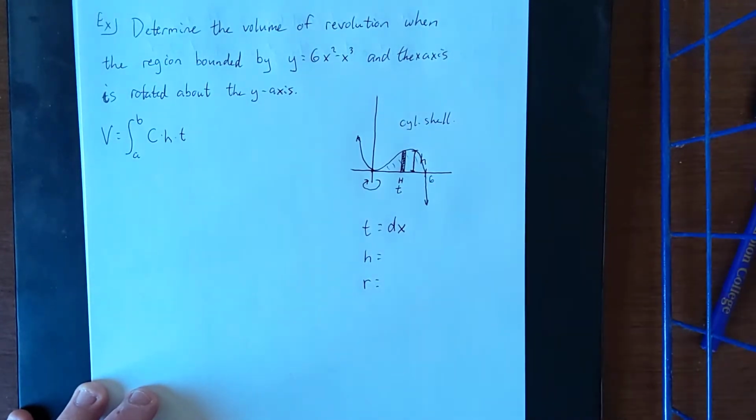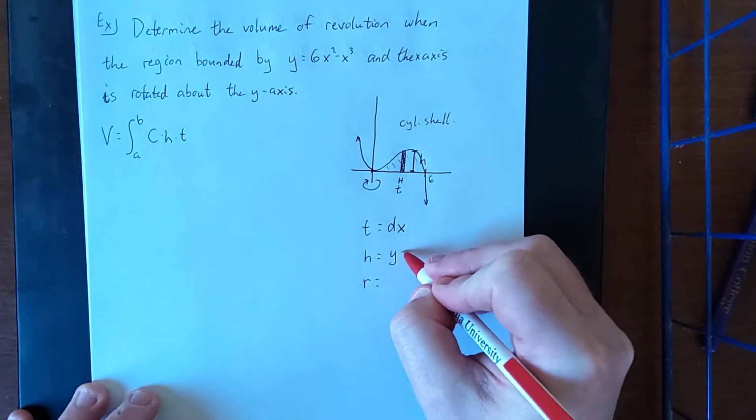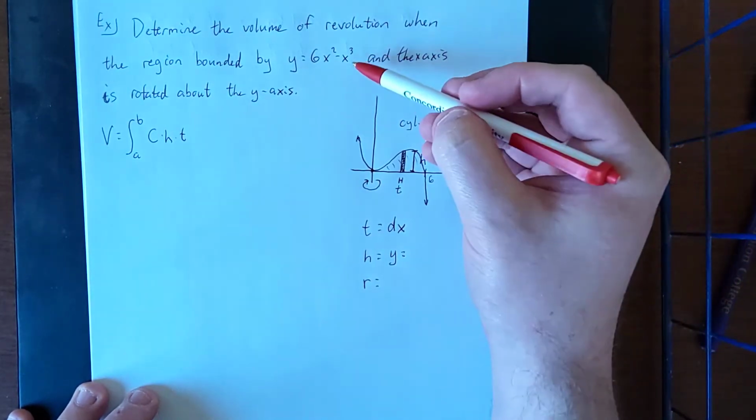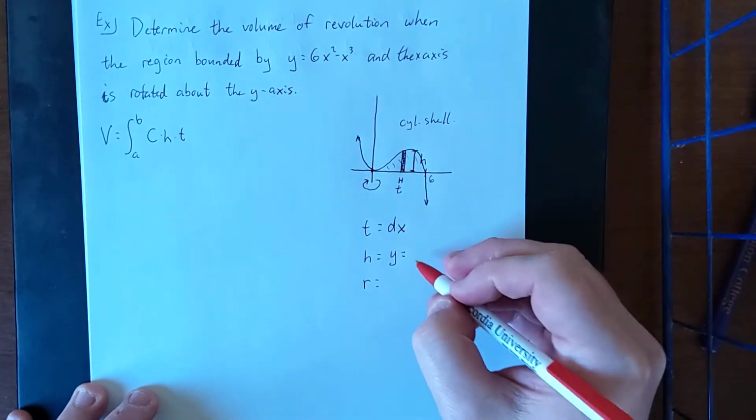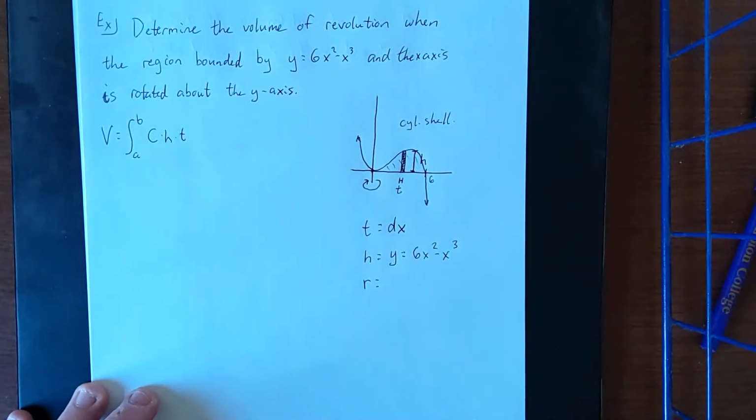Now you'll notice that in this case, the height is going to be a vertical variable, being y. With the fact that it's y, however, we're going to make a substitution to get it in terms of x. This will be 6x squared minus x cubed.